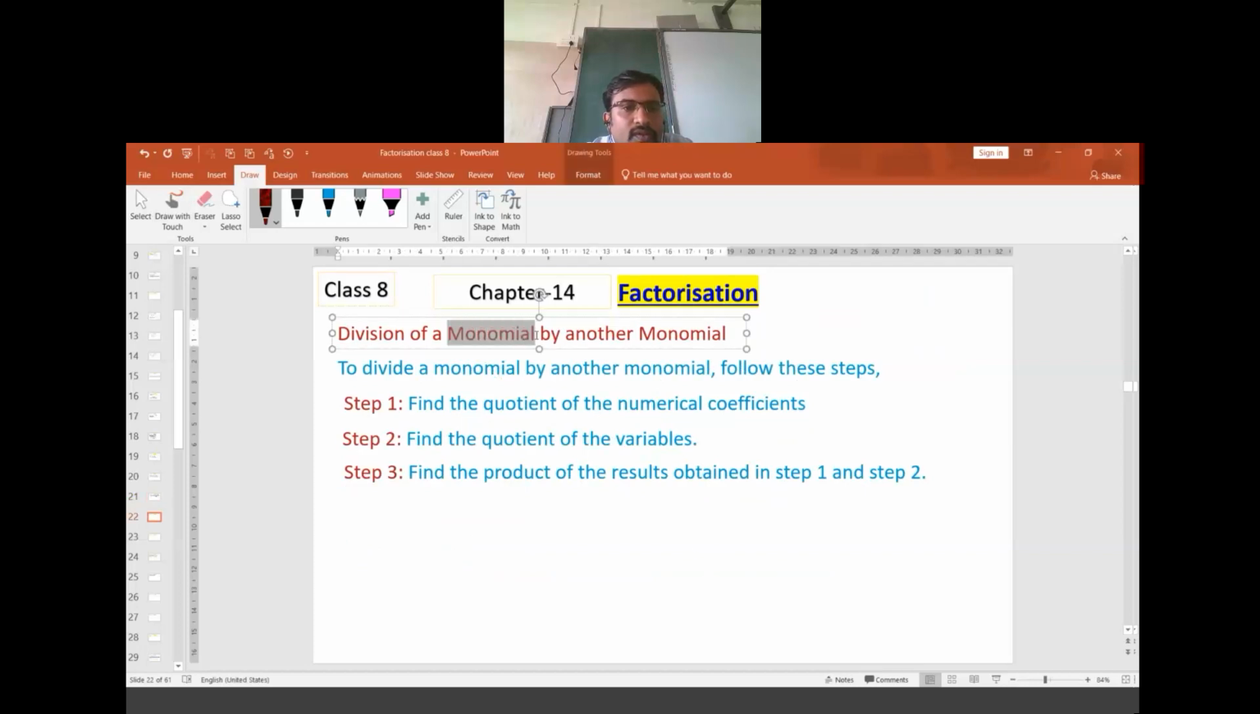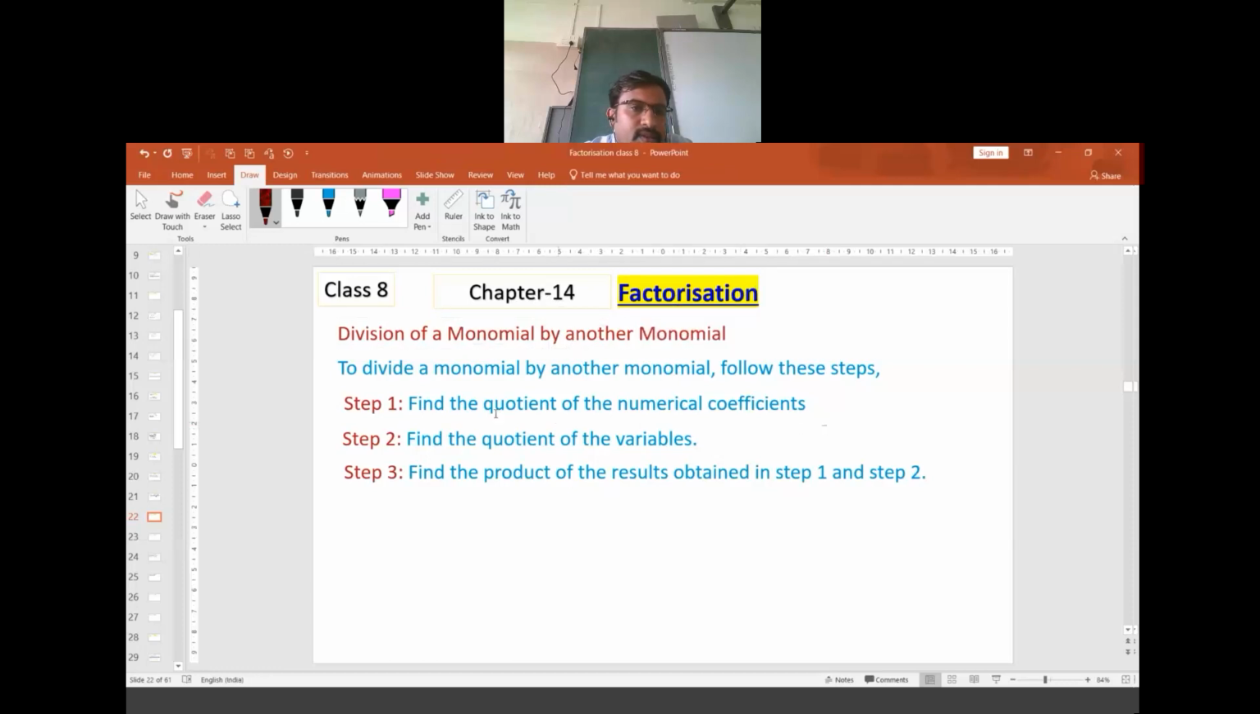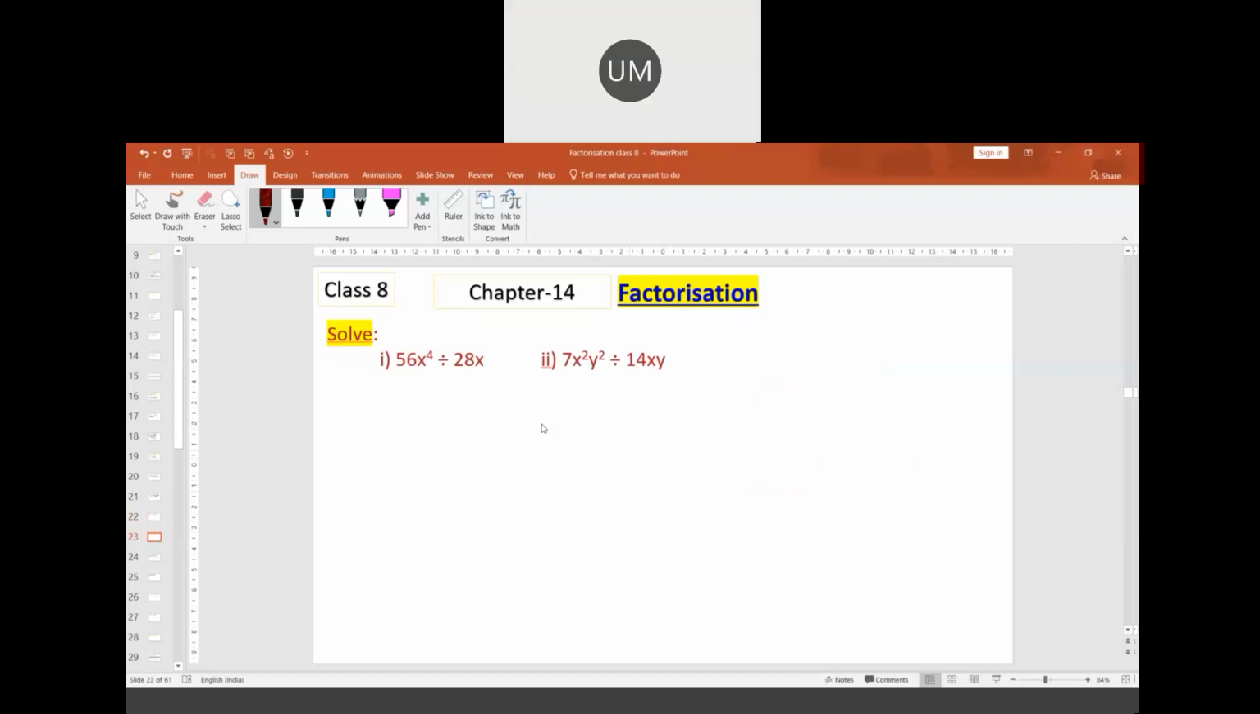Sometimes a monomial will be given and you have to divide by another monomial. We follow a simple step. Step 1 is find the quotient of the numerical coefficients, then find the quotient of the variables, then multiply these two. If I give an example, you will understand it better. If you have 56x to the power 4 divided by 28x, both these are monomials.